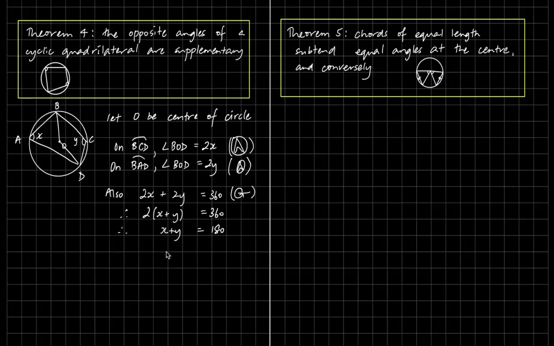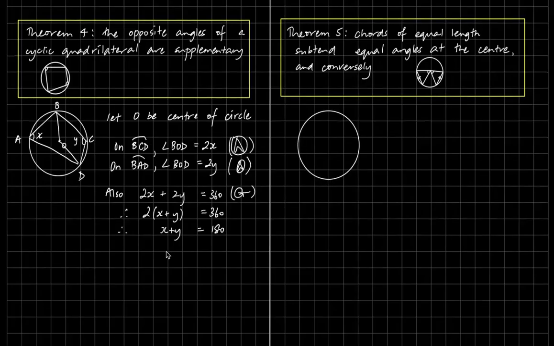Alright, good job for hanging in. The last one here, Theorem 5, the chords: that chords of equal length subtend equal angles at the center. And conversely, we could say angles at the center that are equal subtend chords of the same length. So we're going to prove it this way around, but you could then try and do the converse. Okay, so let's draw ourselves a circle with a couple of arcs of equal length on it.